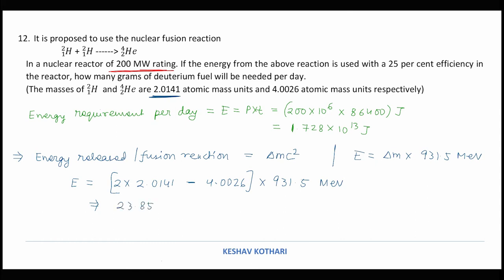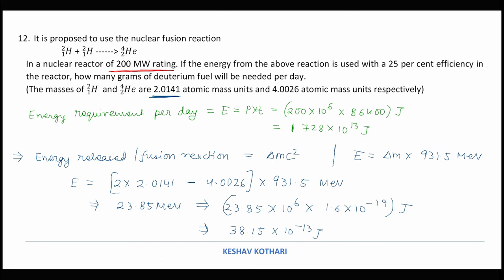In the next step, we convert it into joule. On conversion of this into electron volt and then into joule, we can write it as 23.85 into 10 to the power 6 multiplied by 1.6 into 10 to the power minus 19. On calculation, we obtain this as equal to 38.15 into 10 to the power minus 13 joule.